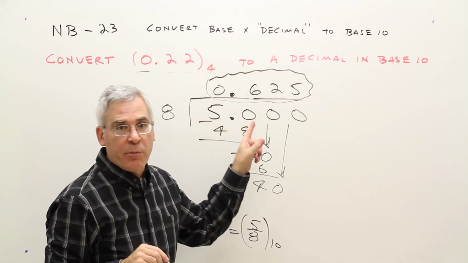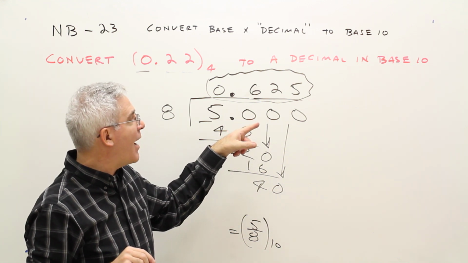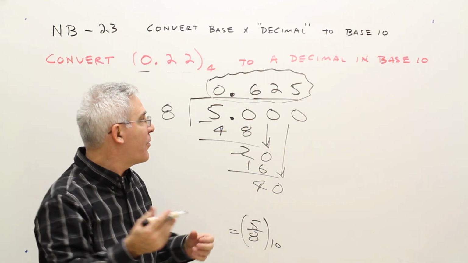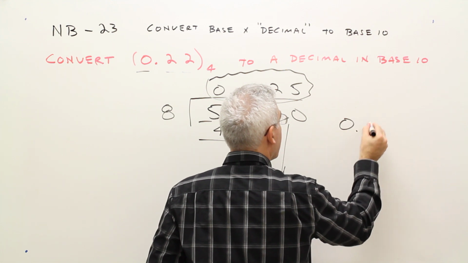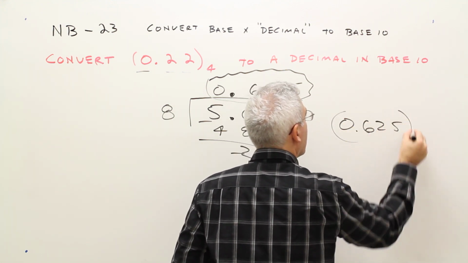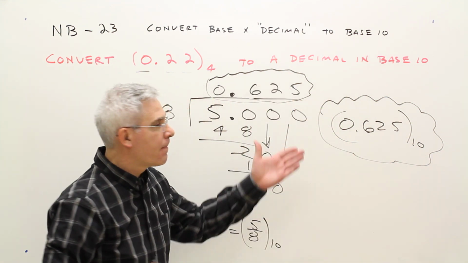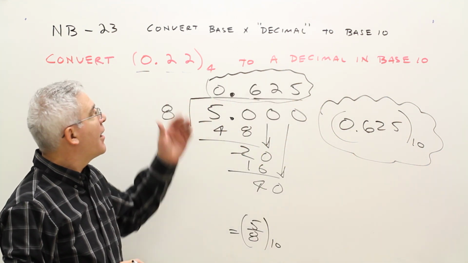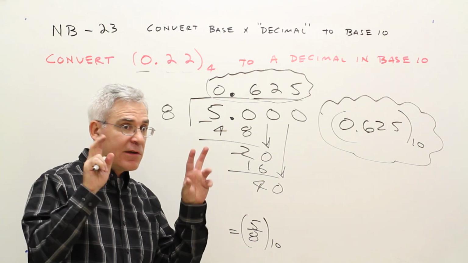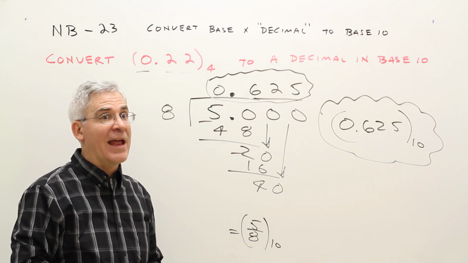So my answer will be 0.625 in base 10. And sometimes I like to just emphasize that by writing the subscript. So there you have it, how to convert from a base X decimal to a base 10 decimal.